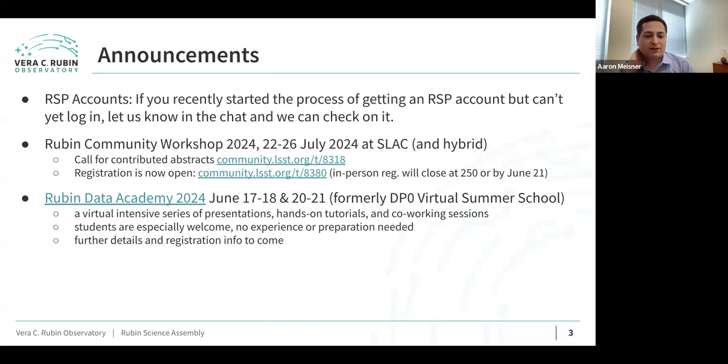Other announcements are related to virtual and or in-person events. There's the Rubin Community Workshop coming up in July. The call for contributed abstracts is still open, as I understand it, and registration is also open. I can't exactly see everything on my screen because of Zoom, but the deadline is June 21st, or when it hits the max capacity of 250 registrants.